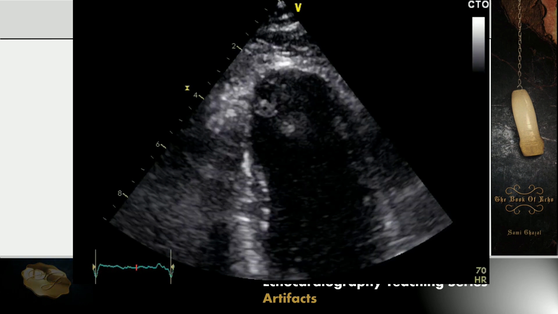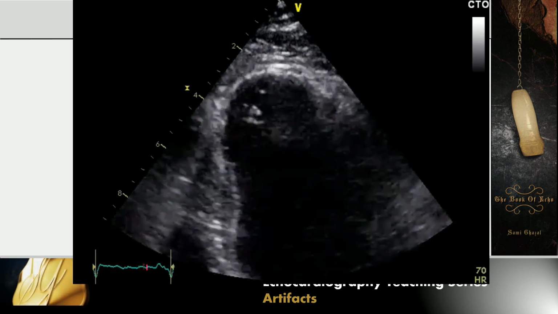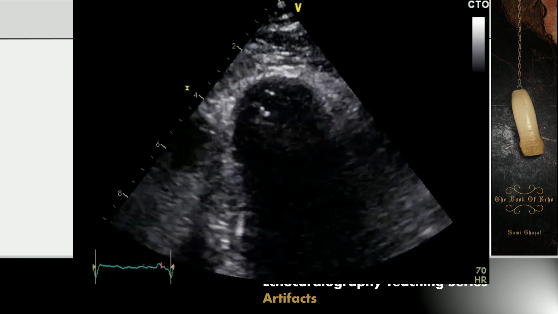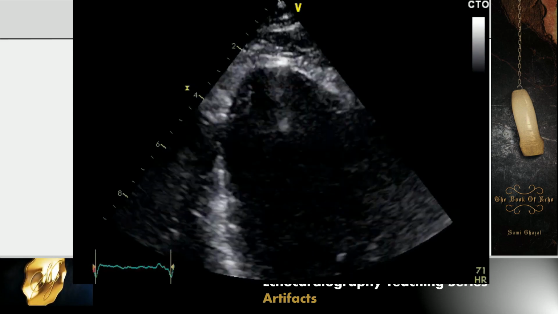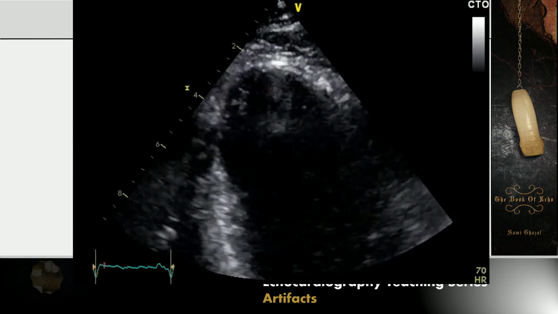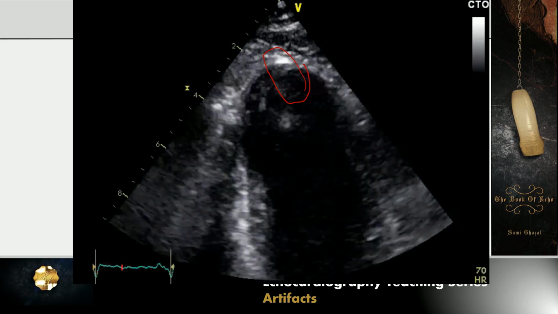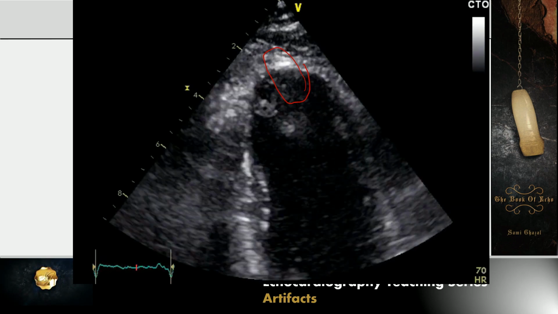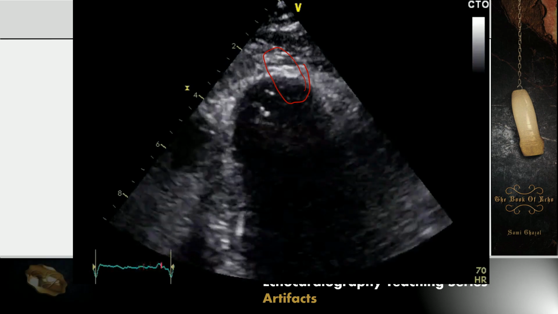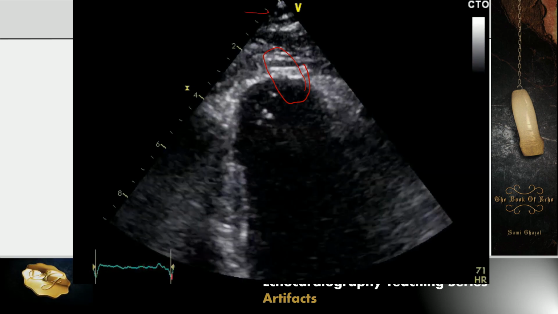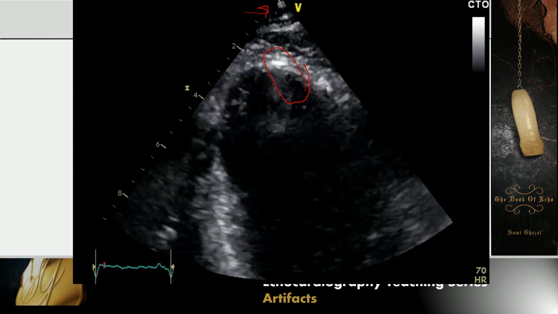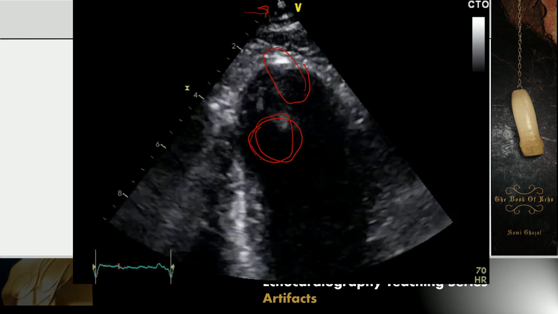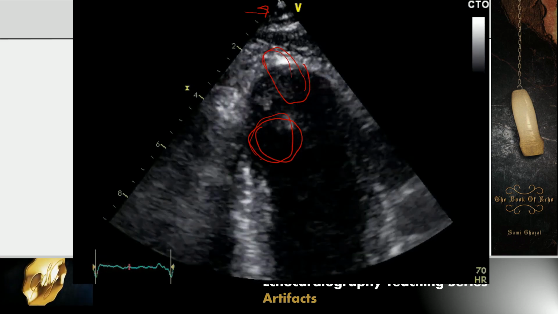So if we look here at the LV apex, this is not a near field artifact. This is a reverberation artifact. If you look here, there is a bright object here, and the other reflector is the probe here. So this is an artifact caused by this bright object.